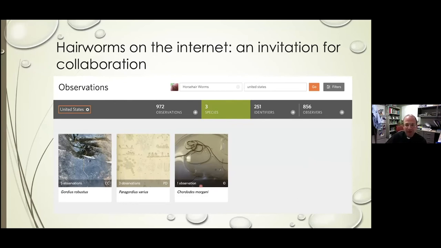When you click on some of the observations, sometimes they may actually tell you the species. This is my observation, so I knew it was Gordius morgani. I knew what they had done, so I was able to give the species name. Most of the time, they're not going to give the species name or identify it so accurately, but sometimes the species name is there.